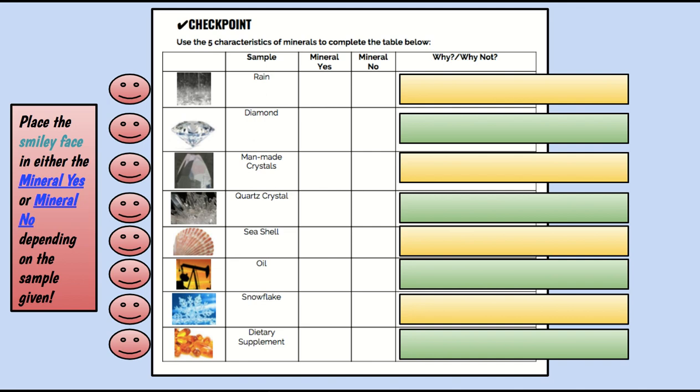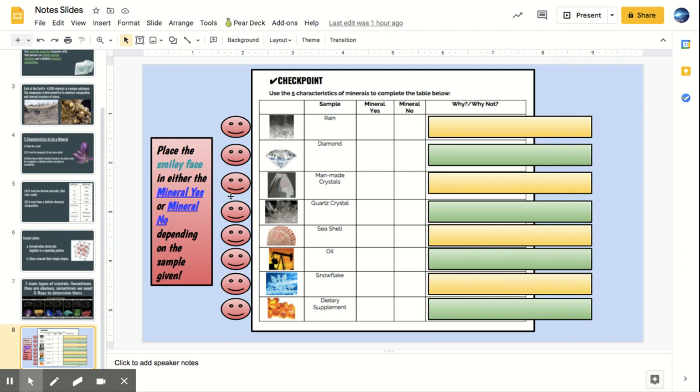So now what you should do is on your slides, you should have been able to fill in your 2 note slides. You're going to do the 1 activity slide here, and you see you have smiley faces on the left-hand side. You're going to look at the sample, like we'll do rain together, and you're going to decide if it's a mineral or not a mineral. So rain is not a mineral.